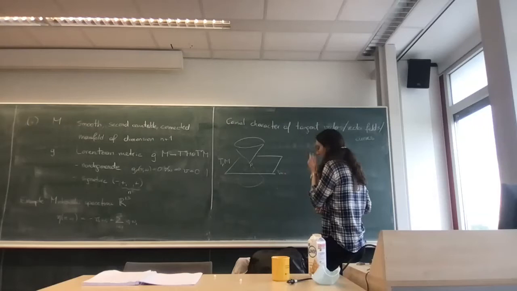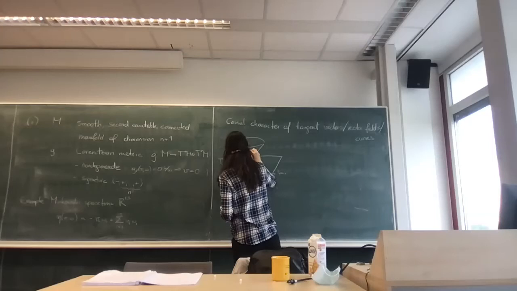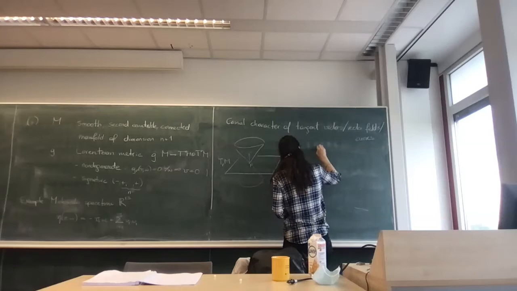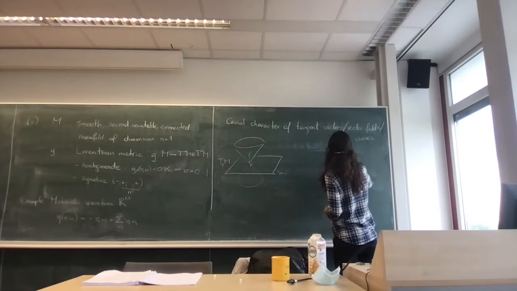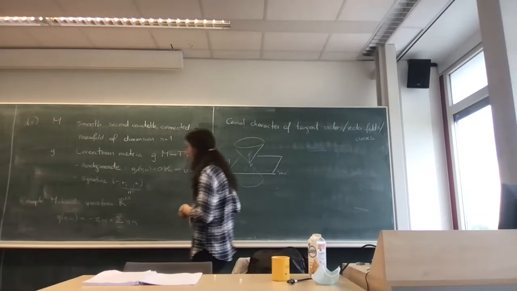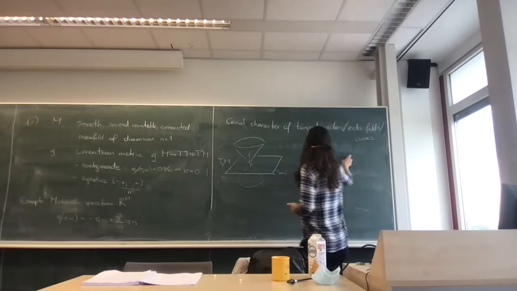So the first one is denoted here by V. So this is called a time-like vector. So V is time-like if g(V,V) is less than 0. Okay. So, for example, if you plug in V = (1, 0, 0, 0), and so on, then of course you get minus 1, and then this will be negative. I hope you can read that.